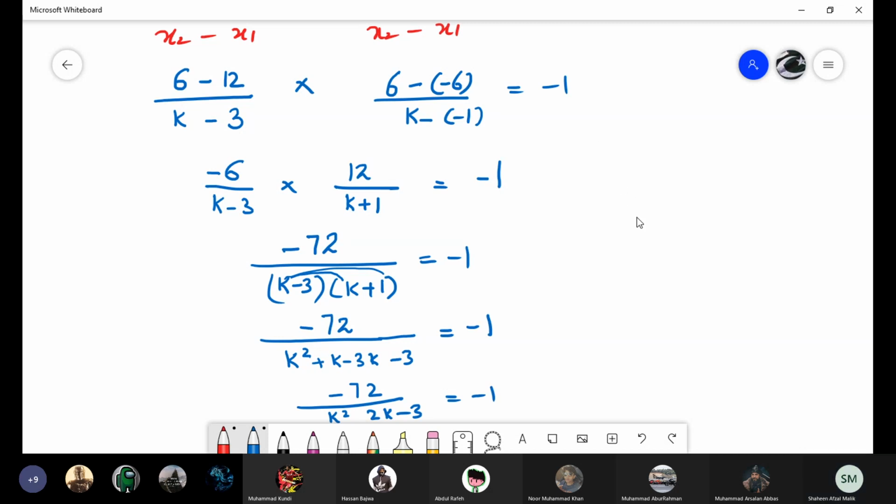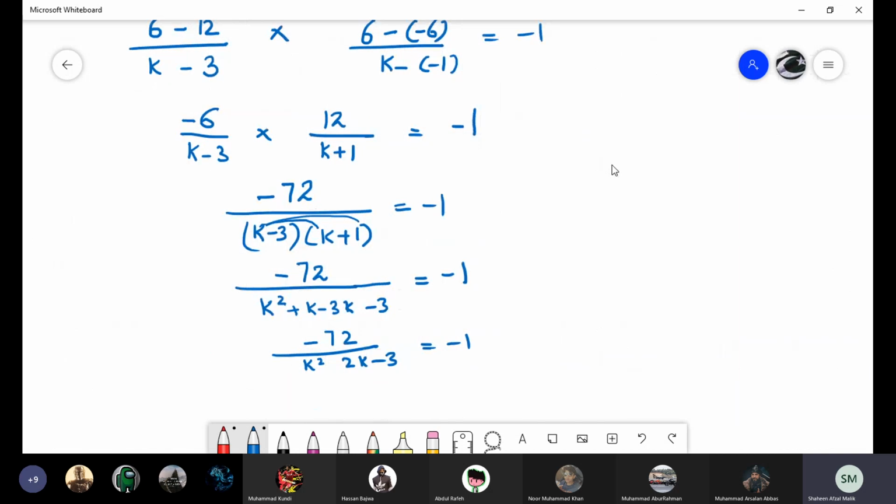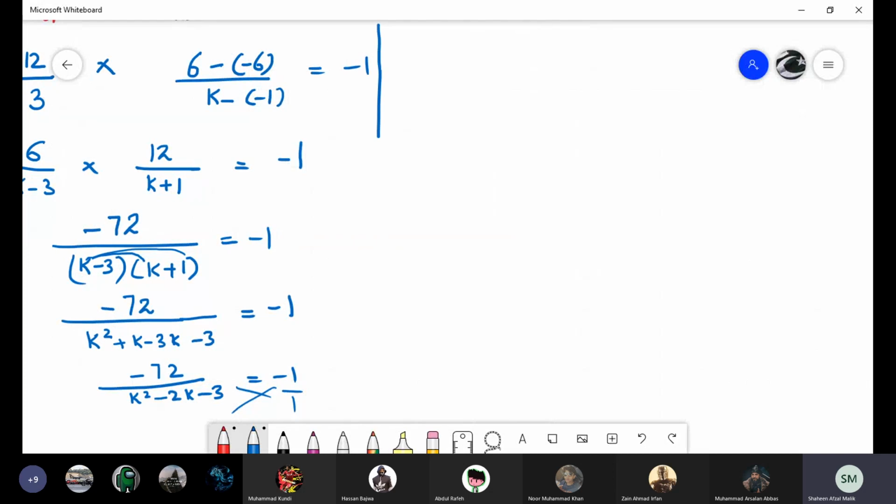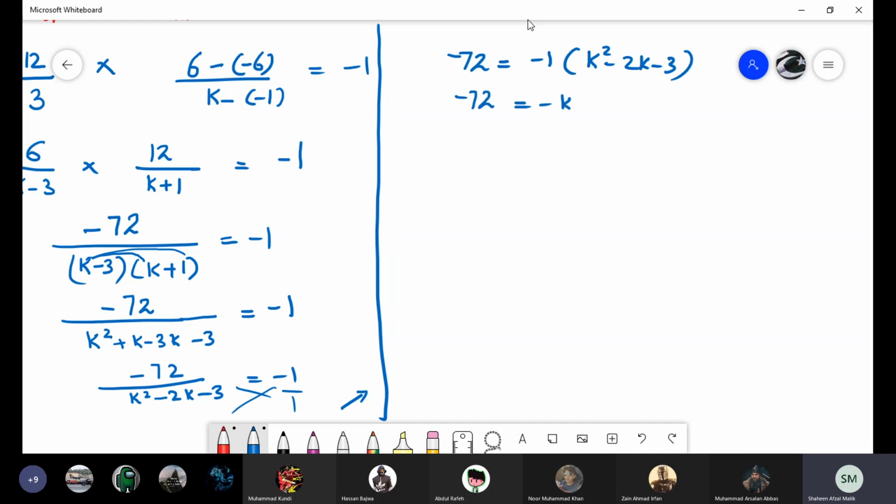Can we write it like that? After that, do the cross multiplication. I'm going to do it here, so it will be easy for you to see. So it will be -72 is equal to -1 multiplied by k square minus 2k minus 3. If you simplify, it will be -72 equals minus k square plus 2k plus 3.